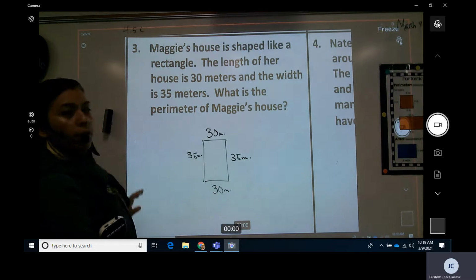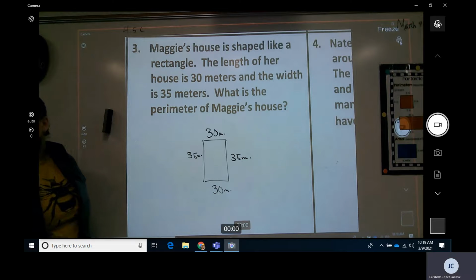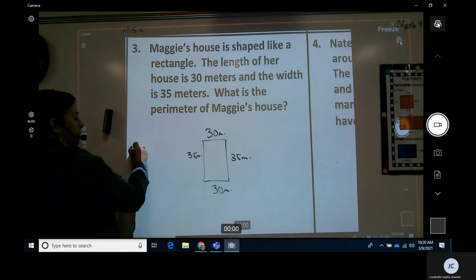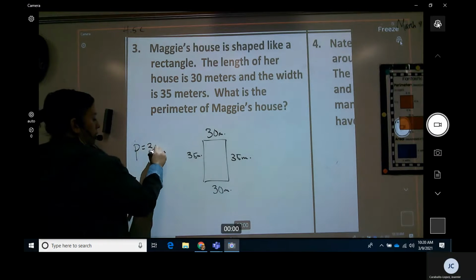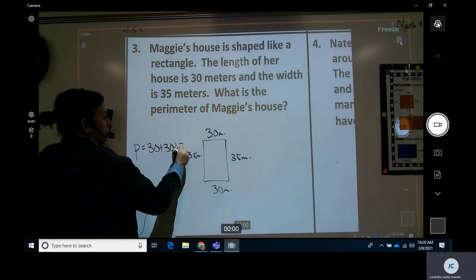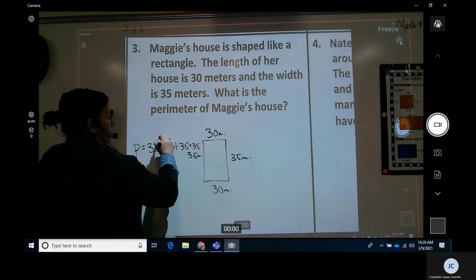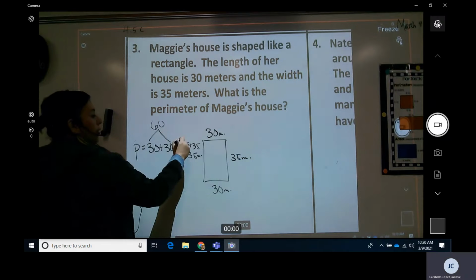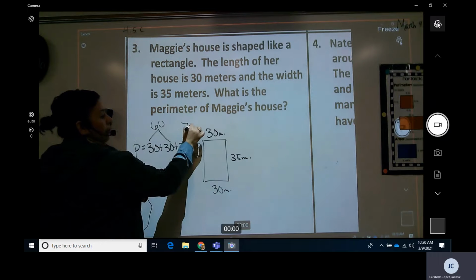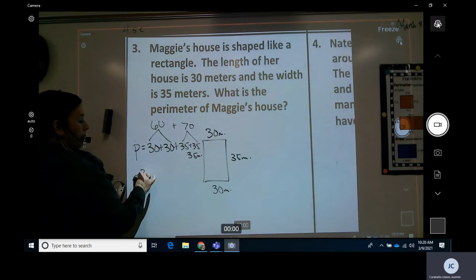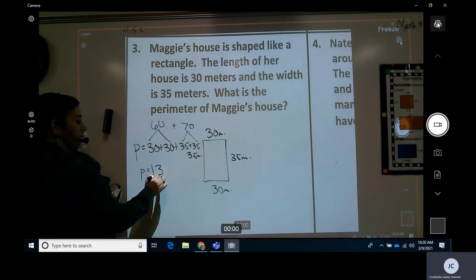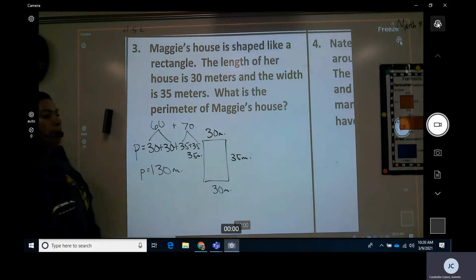What's another way that I can solve this problem? What can I do? If I don't know how to multiply, what can I do? Yes, ma'am. What's 30 plus 30, guys? 60. And what is 35 plus 35? 70. So now I add that. So what is my perimeter, guys? 130 meters.